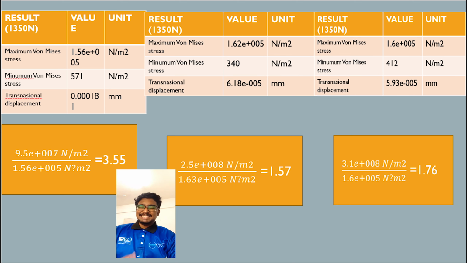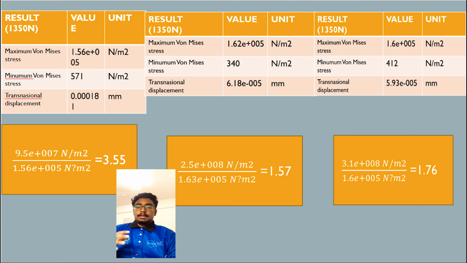Next, we shall go into the discussion. Based on our results, now we can compare the maximum von Mises stress of the materials. As we can see, the maximum von Mises stress for iron, steel and aluminium are different. For iron, the maximum von Mises stress is 1.6 E to the power of 0.005 Newton meter square, while for steel is 1.6 E to the power of 0.005 Newton meter square, and for aluminium is 1.56 E to the power of 0.005 Newton meter square.